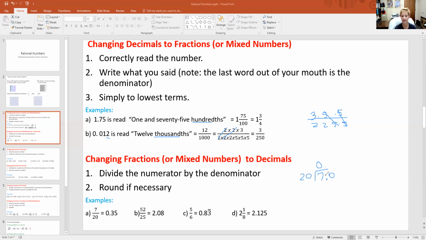And how many 20s can I pull out of 70? Well, I can pull 3 out. So that's going to be a 60, which gives me a remainder of 10. Now, again, I can annex some zeros here. So you may need to go back in your notes and remember, it says annex zeros if necessary. Then I can bring that 0 down. And how many 20s can I pull out of 100? Well, I can pull out 5. So that's how I got 35 hundredths for this answer.